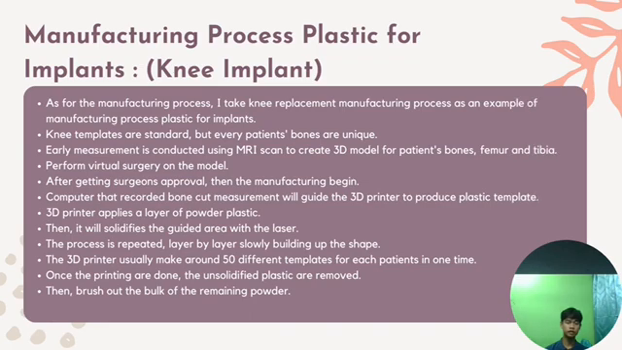These are some examples of plastic for implants. As for the manufacturing process, I take the knee replacement manufacturing process as an example of the manufacturing process of plastic for implants. Knee templates are standard, but every patient's bones are unique. So an early measurement is needed, using an MRI scan to create a 3D model of the patient's bones, the femur and tibia.